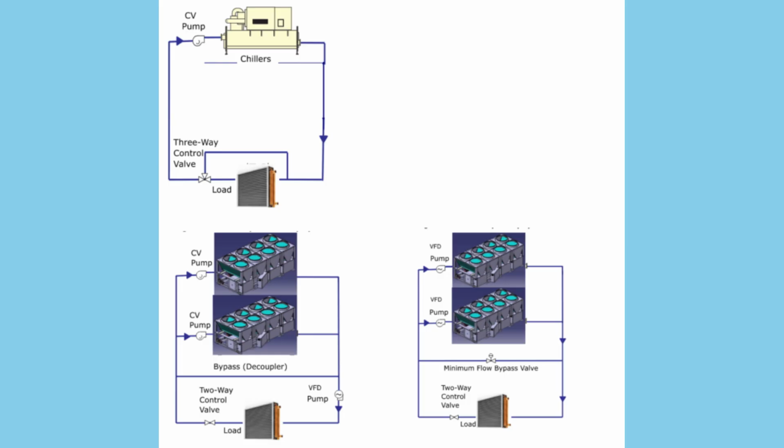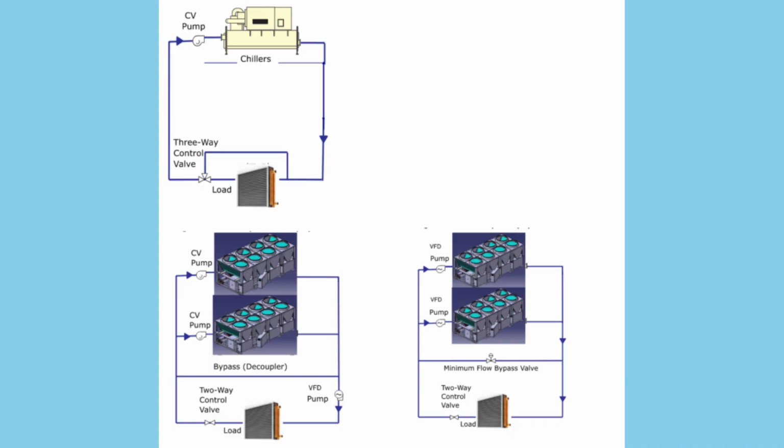Pumping and piping arrangements in chilled water system. There are three major hydronic configurations. 1. Constant flow system. Each chiller has a dedicated pump running at constant speed. It's simple but inefficient, since the same flow circulates at all loads. 2. Primary-secondary, decoupled system. This setup separates the chiller loop from the building loop with a bypass pipe known as a decoupler. Primary pumps ensure constant flow through the chillers, while secondary pumps vary flow to meet the load. This prevents unstable chiller operation, but adds cost, space, and pump energy.